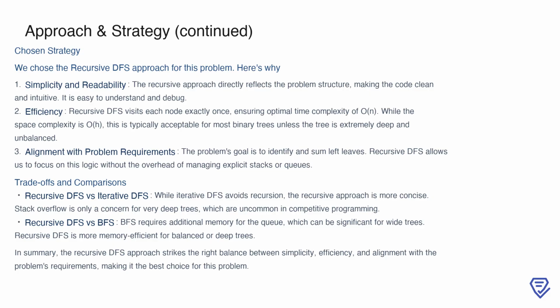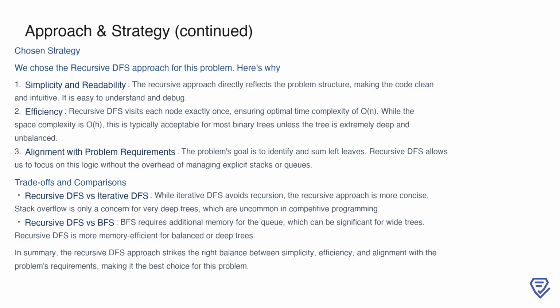Comparing this approach to iterative DFS, we find that while the iterative method avoids recursion, it is more verbose and less intuitive. On the other hand, BFS requires additional memory for the queue, which can be a significant drawback for wide trees. In contrast, recursive DFS strikes the right balance between simplicity, efficiency, and memory usage, making it the ideal choice for this problem.